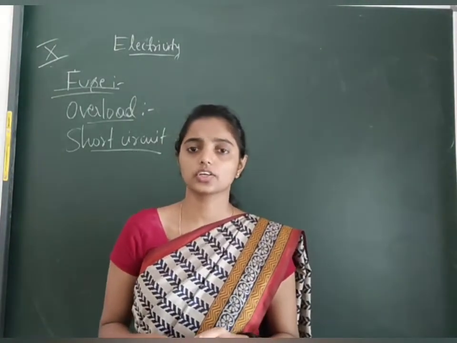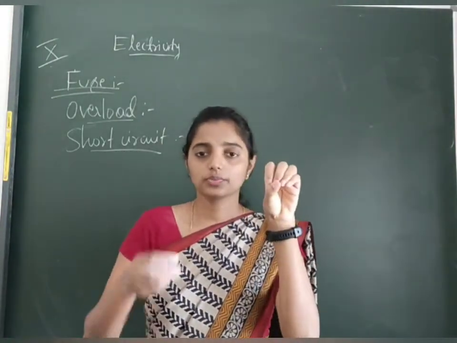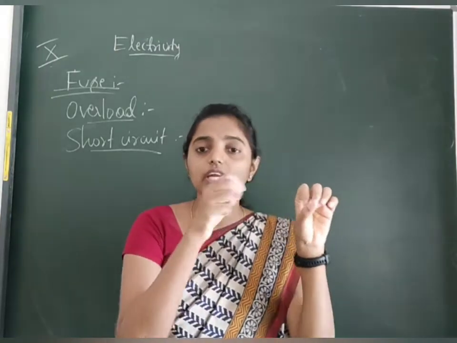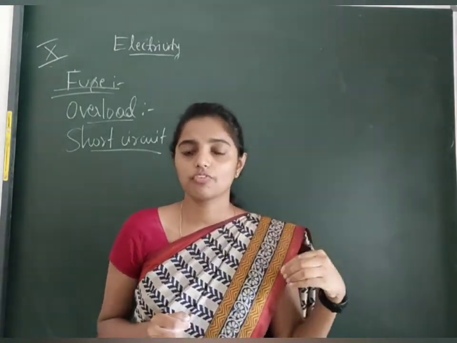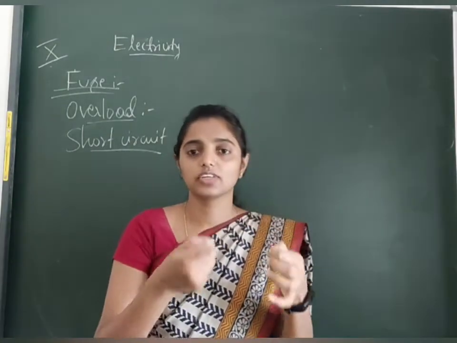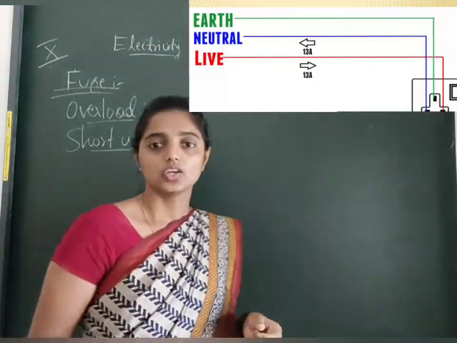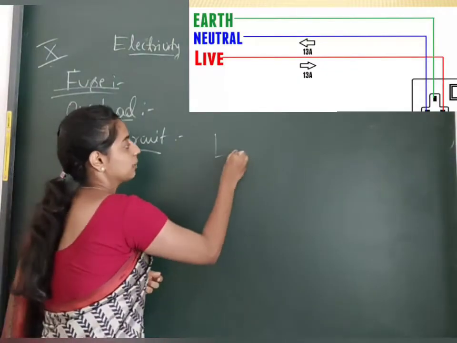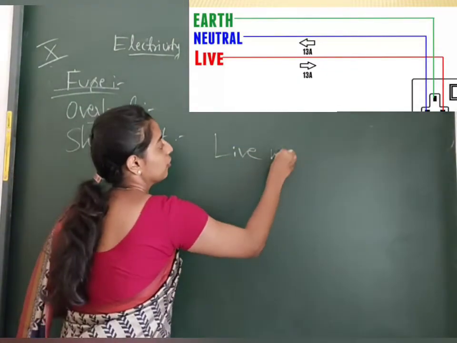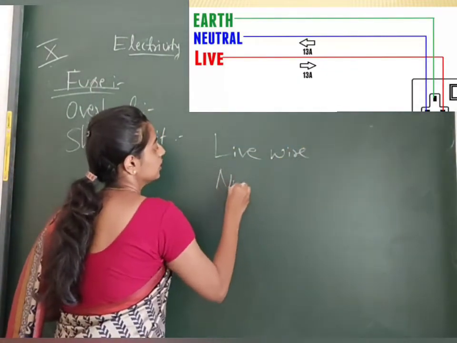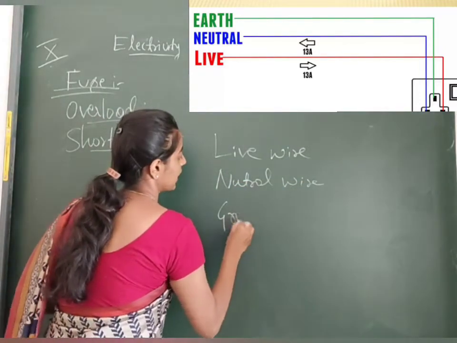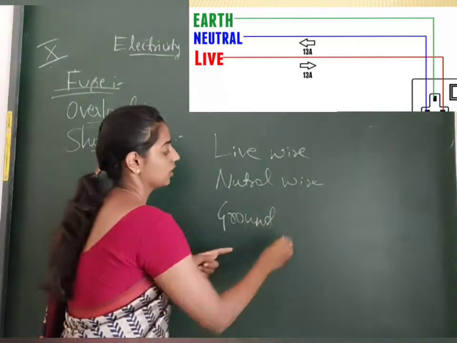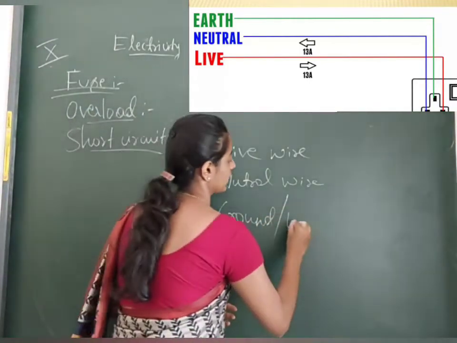So the next is short circuit. Now what is short circuit? Usually inside a wire, we get 3 types of wires in a circuit, which we are not able to see unless we remove the insulation. Those 3 types of wires are live wire, neutral wire, and another one we call the ground wire, also called the earth wire.